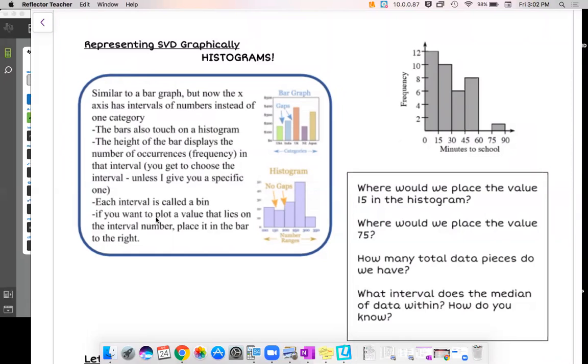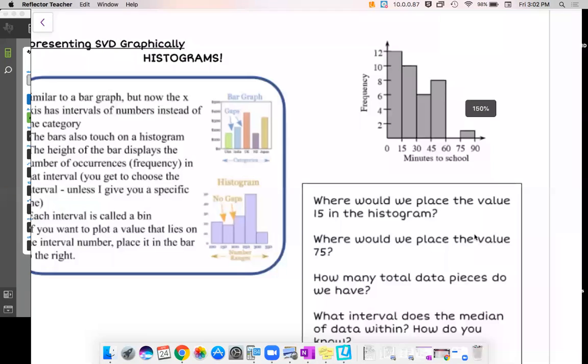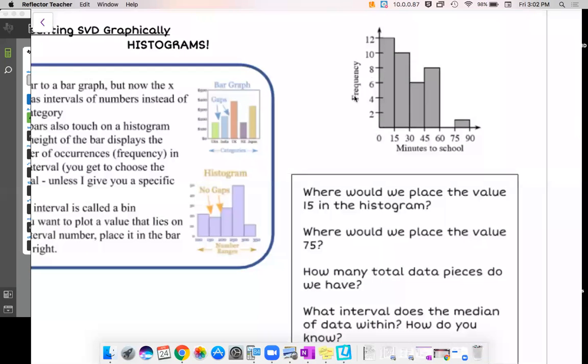Each interval is called a bin. So each of the lengths that I have in here, if this is going up by 50, your bin is going to be 50 because that's what you're counting by to create your intervals. And then if you want to plot a value that lies on the interval number, you place it in the bar to the right. So we'll talk about that in this problem right here. So the first thing it says is you have this histogram. So it's the minutes you go to school, and then this is the frequency. So there are 12 people where it takes 10 to 15 minutes for them to go to school. There are 10 people, it takes them 15 to 30, etc.